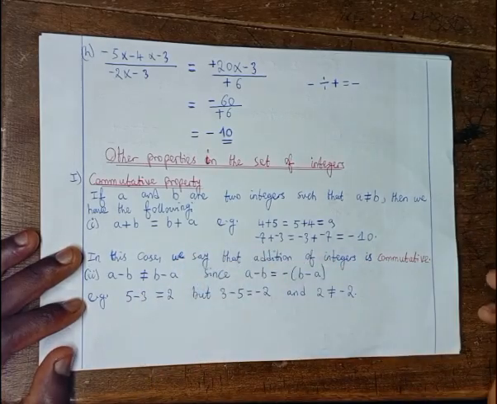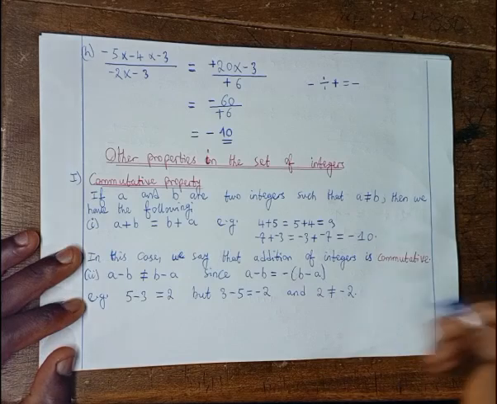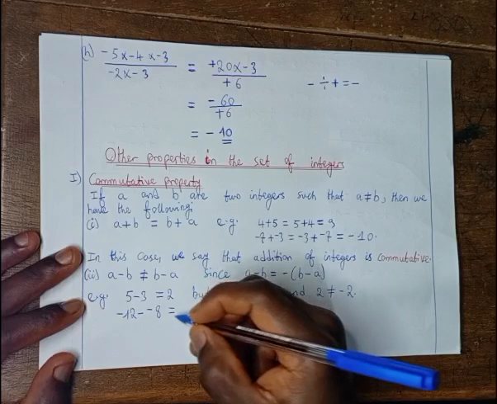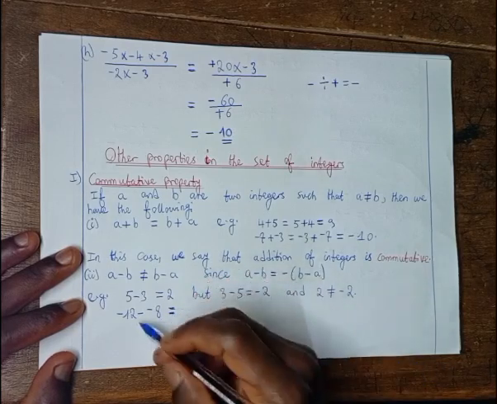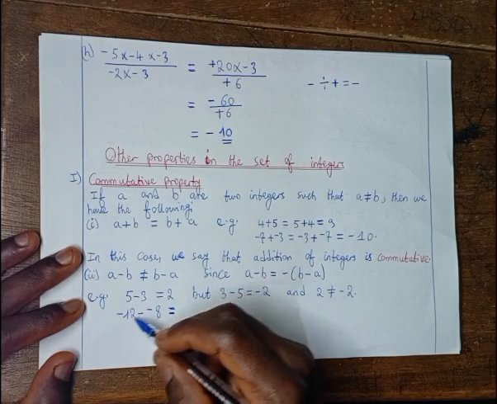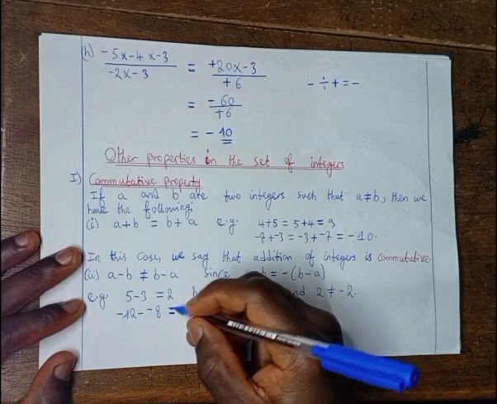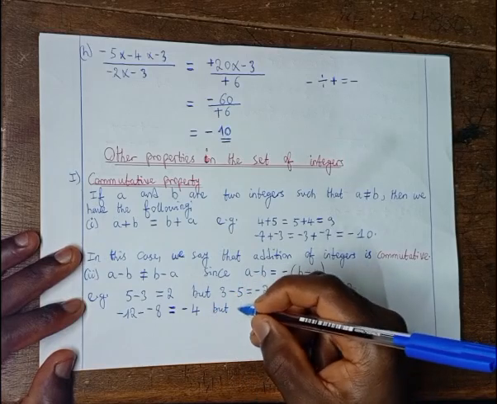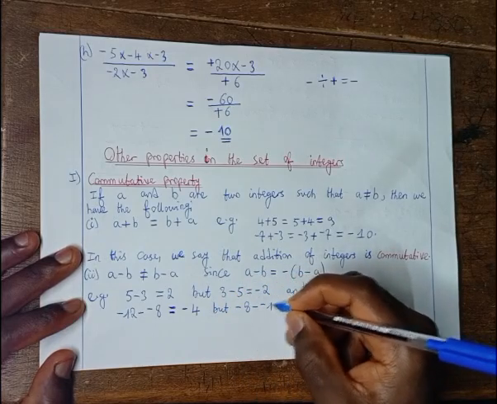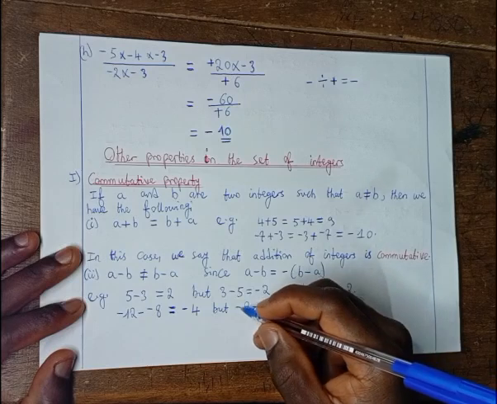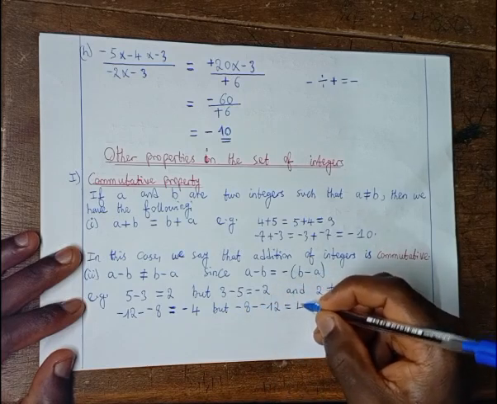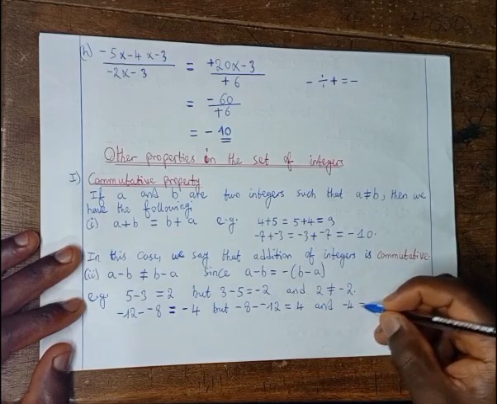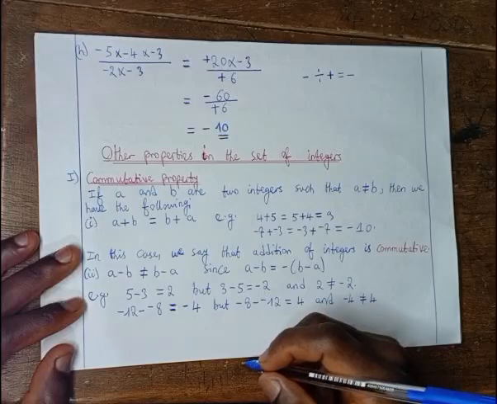In such a case, we are going to say subtraction is not commutative. Let's take another example. If you take negative 12 minus negative 8, we know this will simply give us, change this to negative, negative becomes positive, negative 12 plus 8. The answer will simply be negative 4. But negative 8 minus negative 12 will give us negative 8 plus 12, which is 4. And negative 4 is not equal to 4.